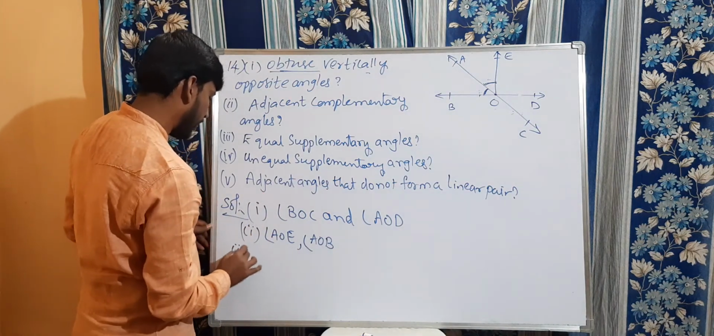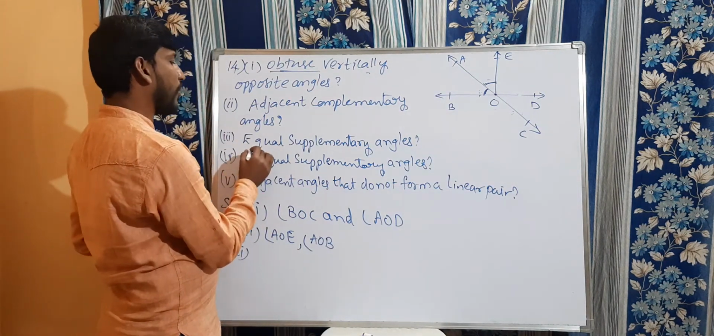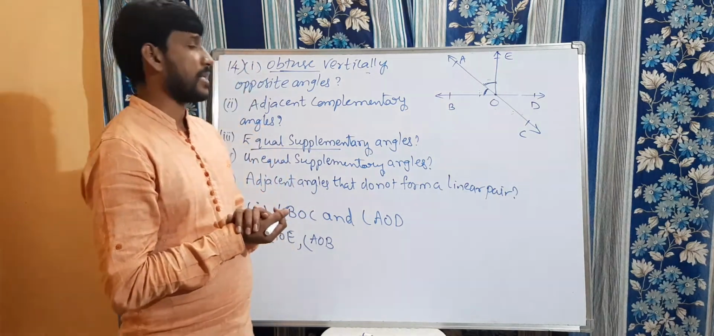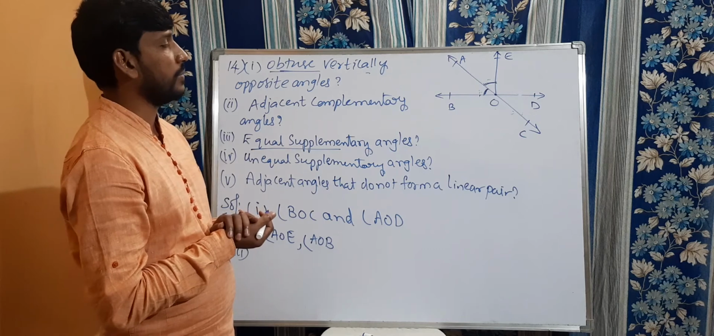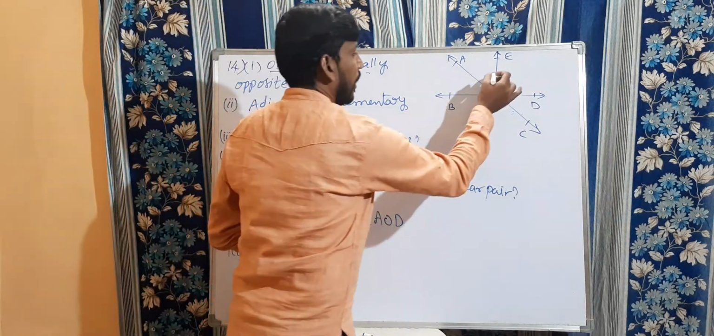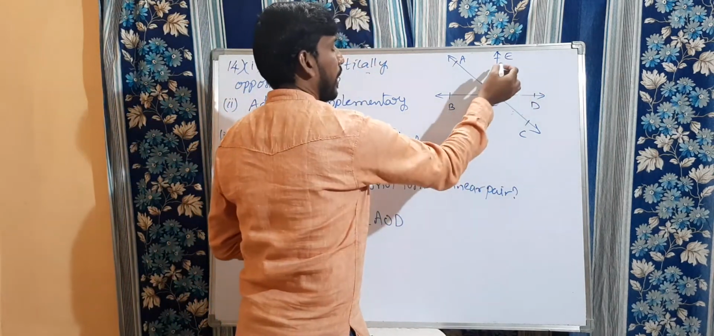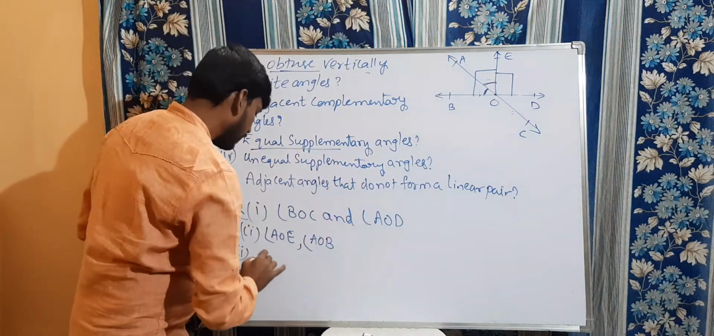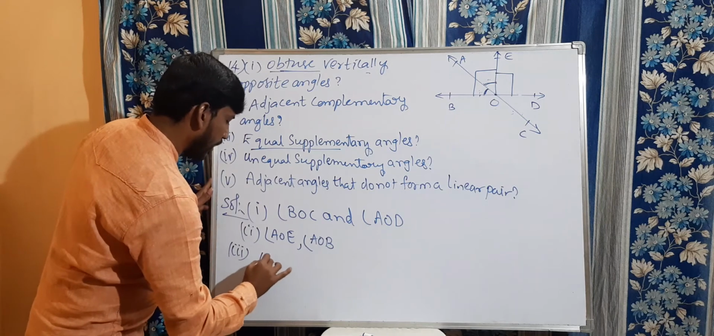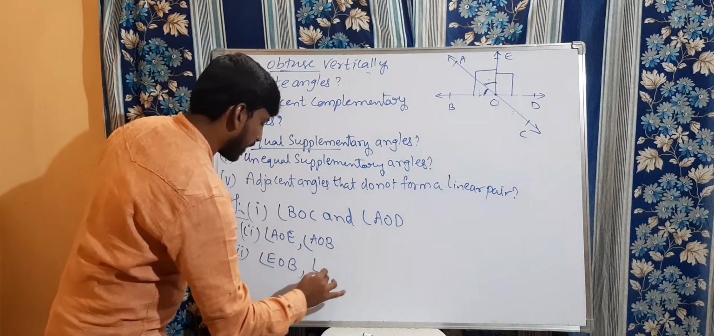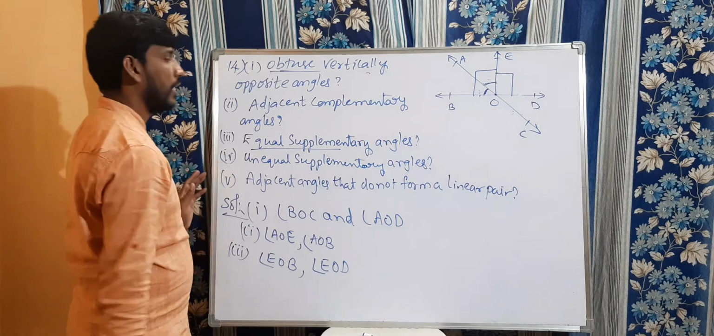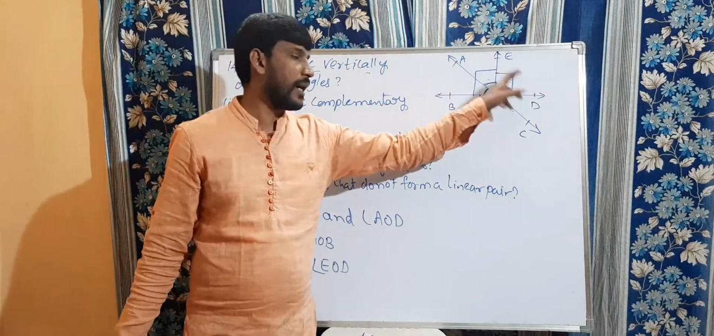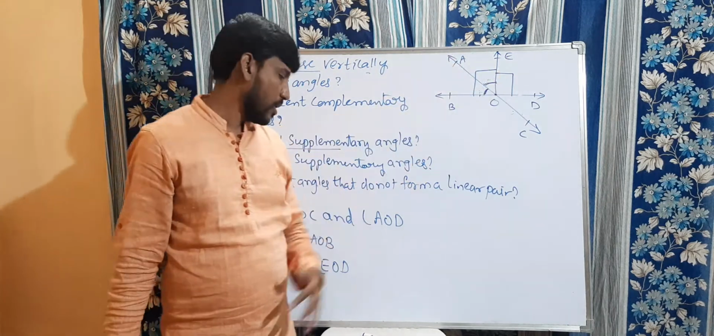Now the third one. What is the third one here? The third one is equal supplementary angles. What are equal supplementary angles? See this here, EOB and EOD. Clear? That is angle EOB, angle EOD. Both are equal supplementary angles. By adding these two, it will become 90 degrees. Both are equal to each other.